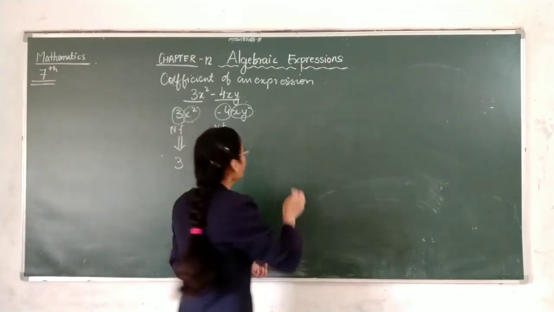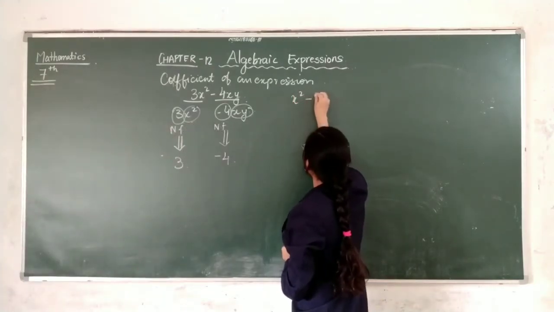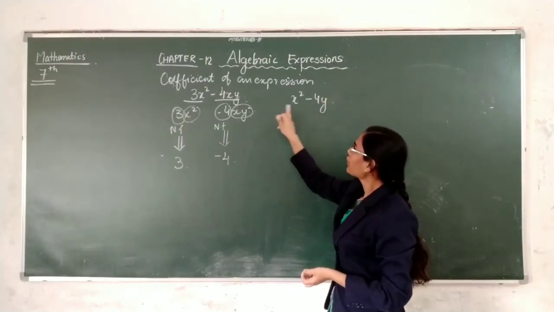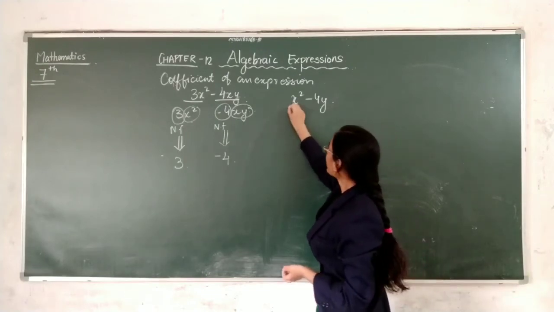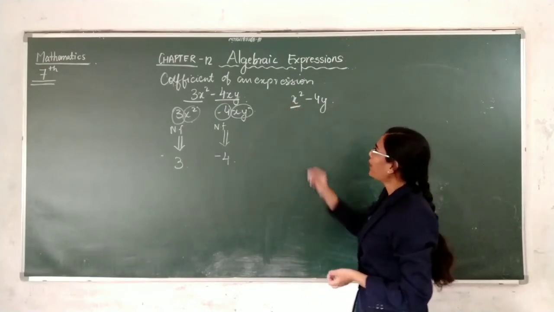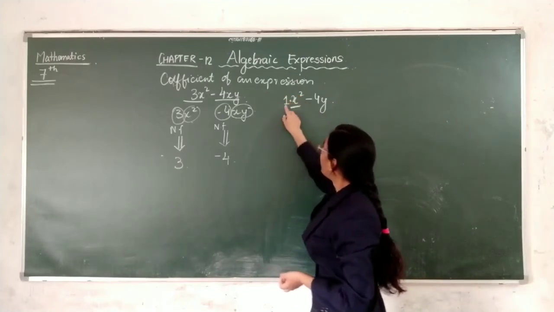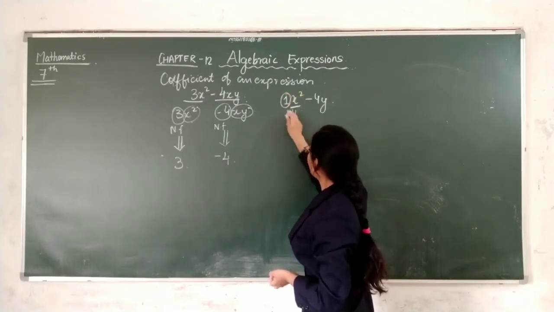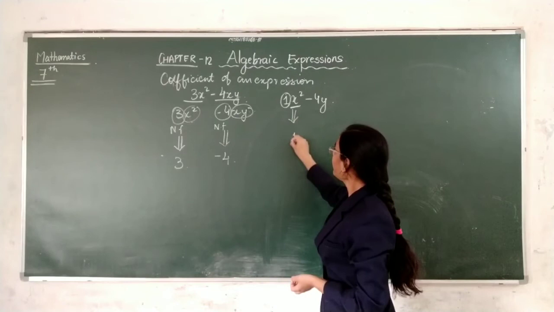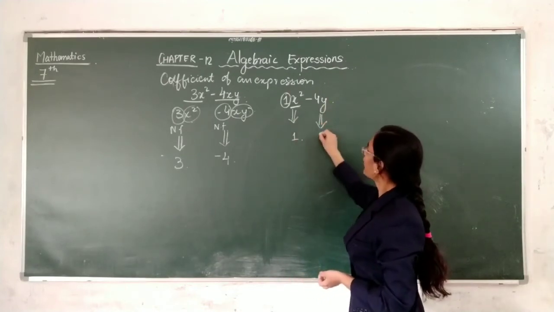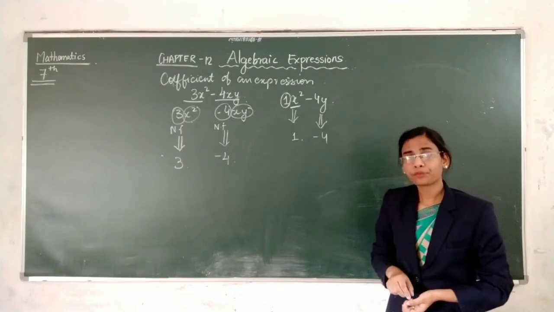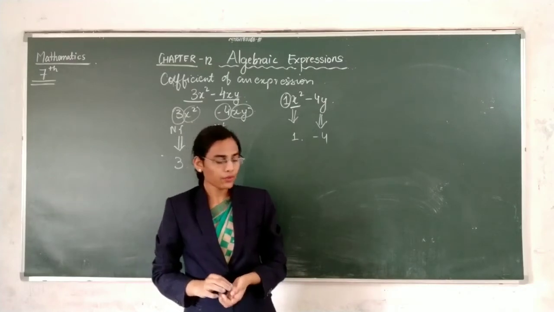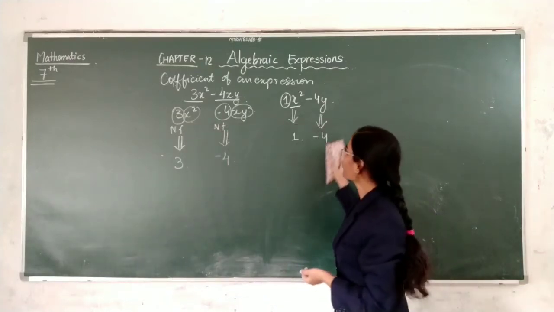Sometimes we have expressions like x square minus 4y. This is our expression. If we want to find out the coefficient of the first term, that is x square, what will it be? The numerical coefficient of this will be 1 because 1 into x square will be x square. So if no numerical value is written, we have the coefficient as 1. And for the second term, we have the coefficient as -4. Understood? So these are about the coefficient of a particular term. Now we will see the next topic.